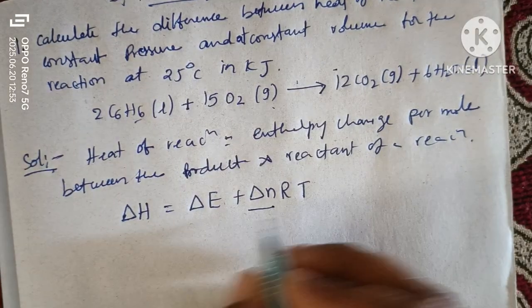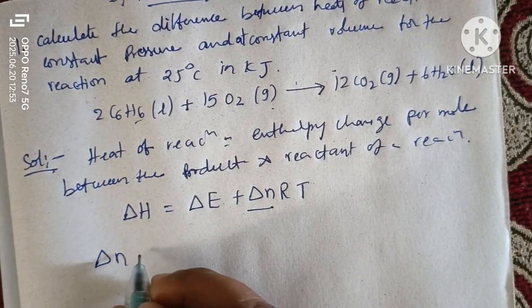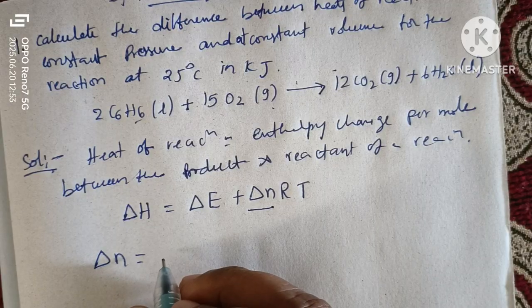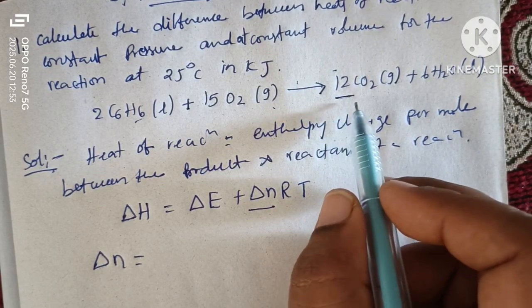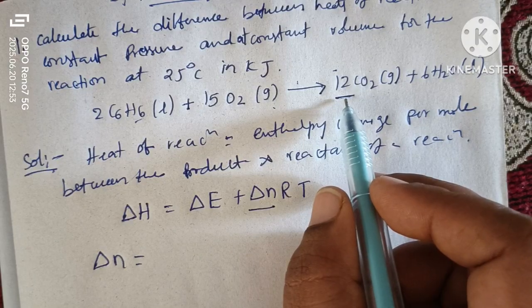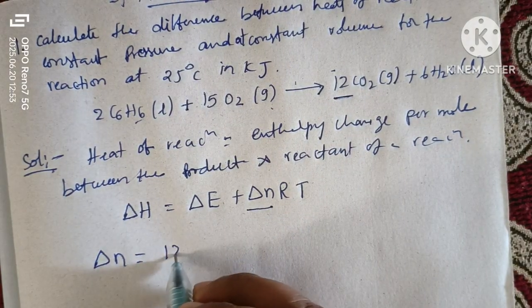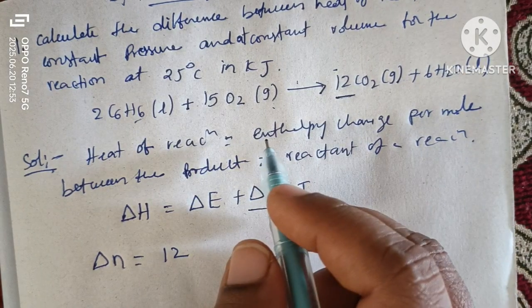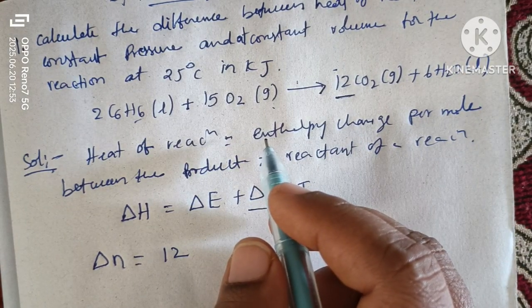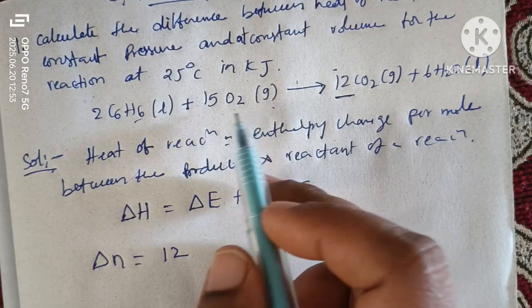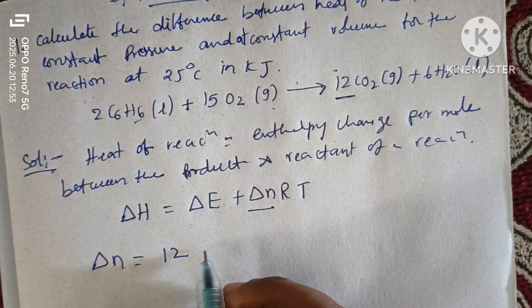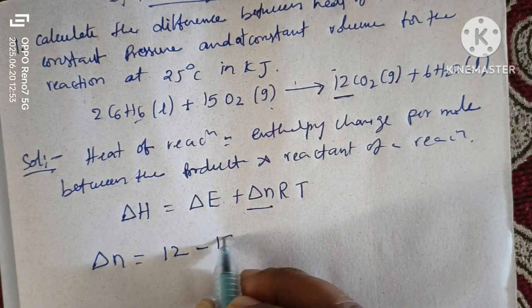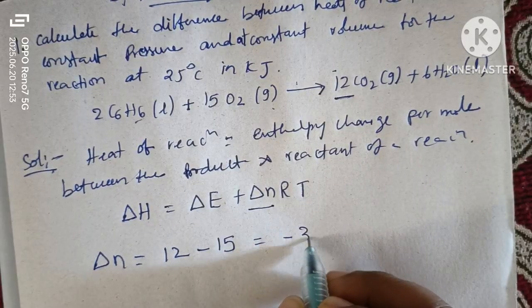Next, how can you calculate the delta N value? As I have told you, delta N is the change in the number of moles of gaseous products minus the number of moles of gaseous reactants. On the product side, the moles in gaseous state are 12, minus the reactant side, where the gaseous molecules involved are 15. 12 minus 15 is minus 3.